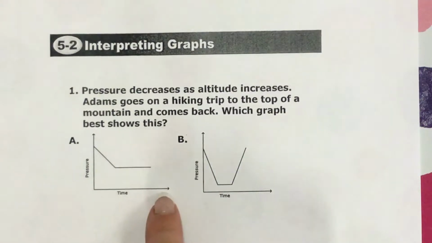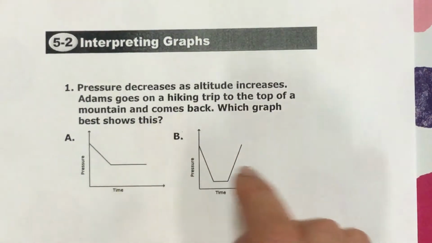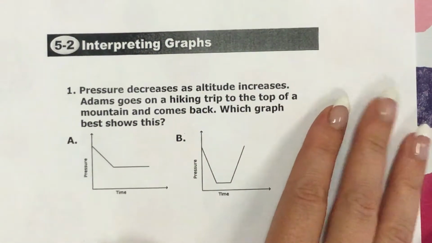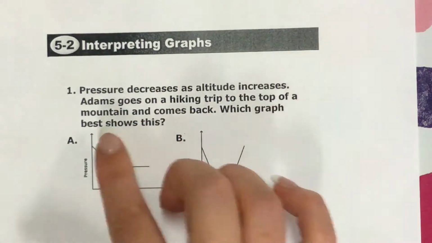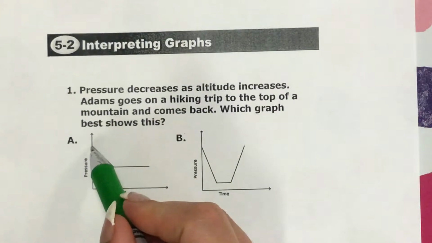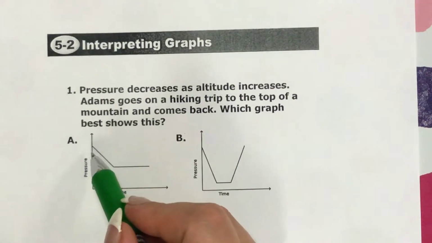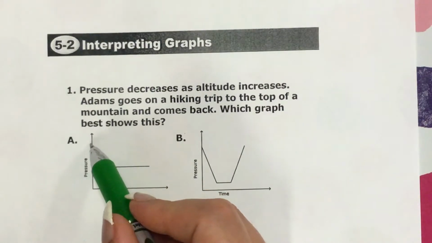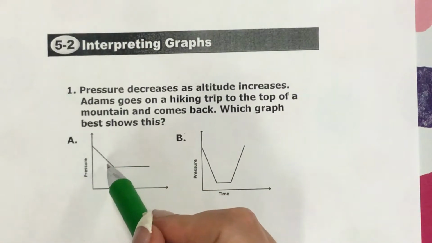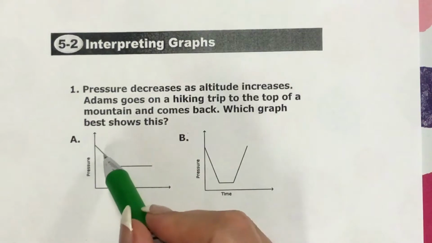So we have time and we have pressure. Okay, so neither of these are dealing with altitude, it's just pressure. So Adam goes on a hiking trip to the top of the mountain and comes back. So that's all it says. He goes to the top and then comes back. So here in example A, the air pressure is high, so that would mean that he would be at a lower elevation and time is 0. Time has not started yet. But as time starts, he starts to hike up the mountain, and the air pressure is dropping the higher he hikes as time is going on.